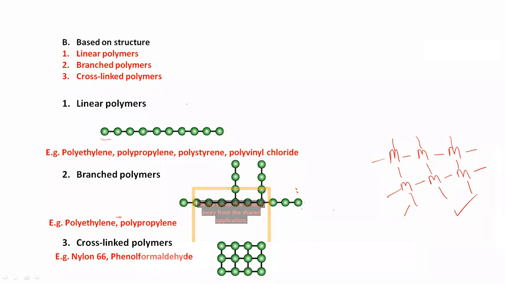So according to structure, we have seen linear polymers, where monomers are linked in a linear fashion, or they may have certain branches, or they are cross-linked.